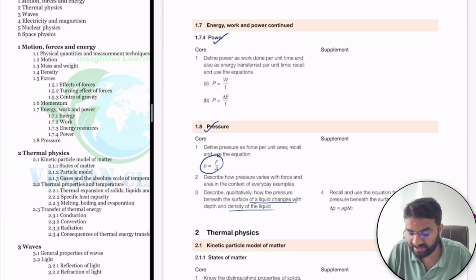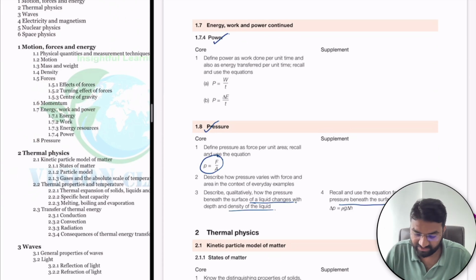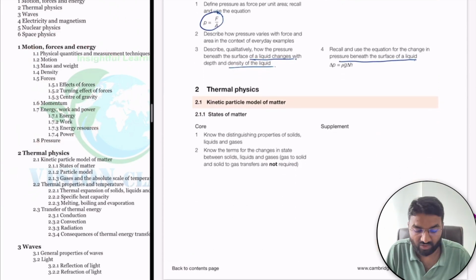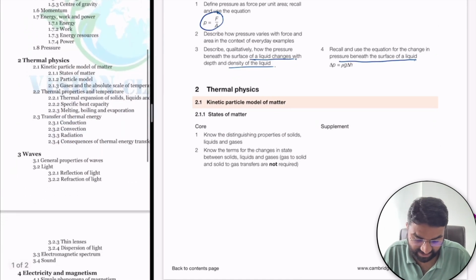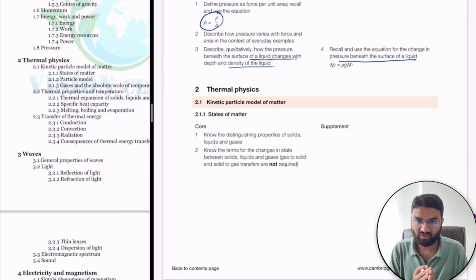Then pressure in case of liquid changes, then pressure beneath the surface of the liquid are only for extended students. All right, so these are the 8 topics for motion, forces and energy. Then the next one is the thermal physics part. The thermal physics part involves heat.